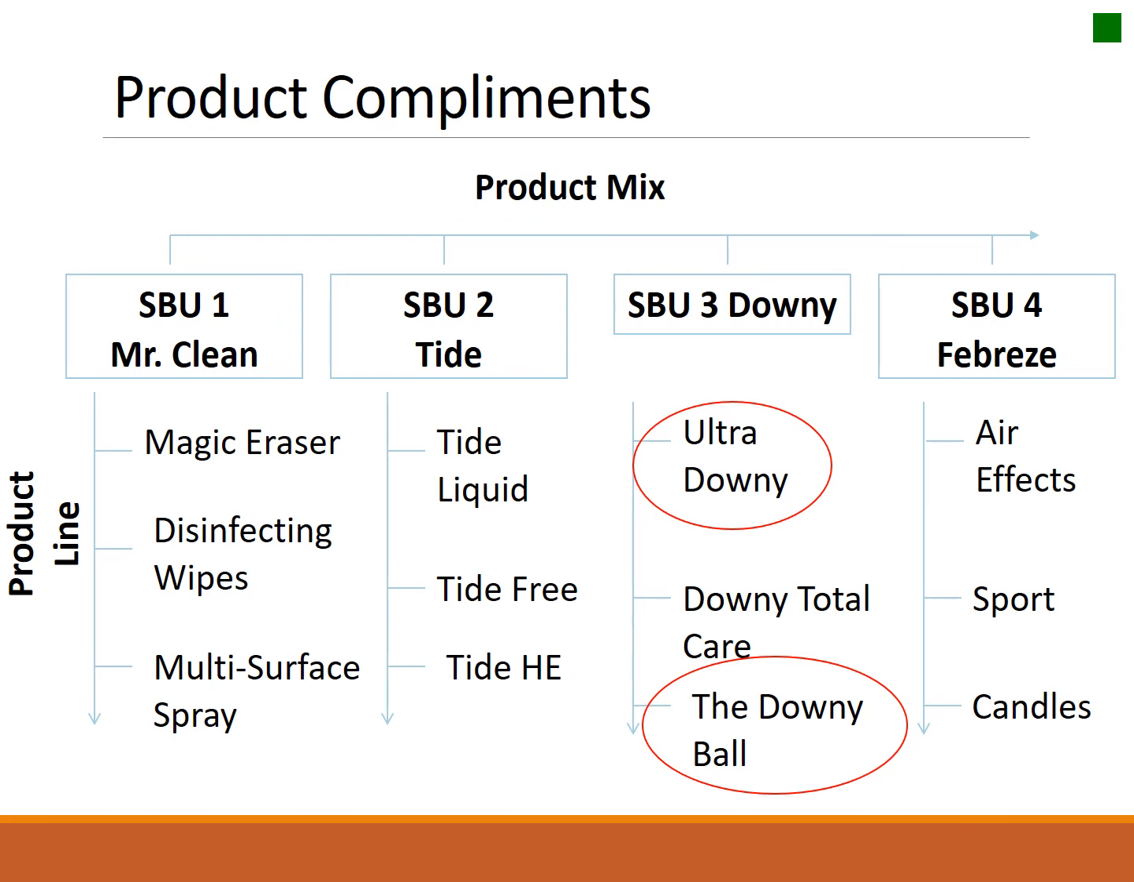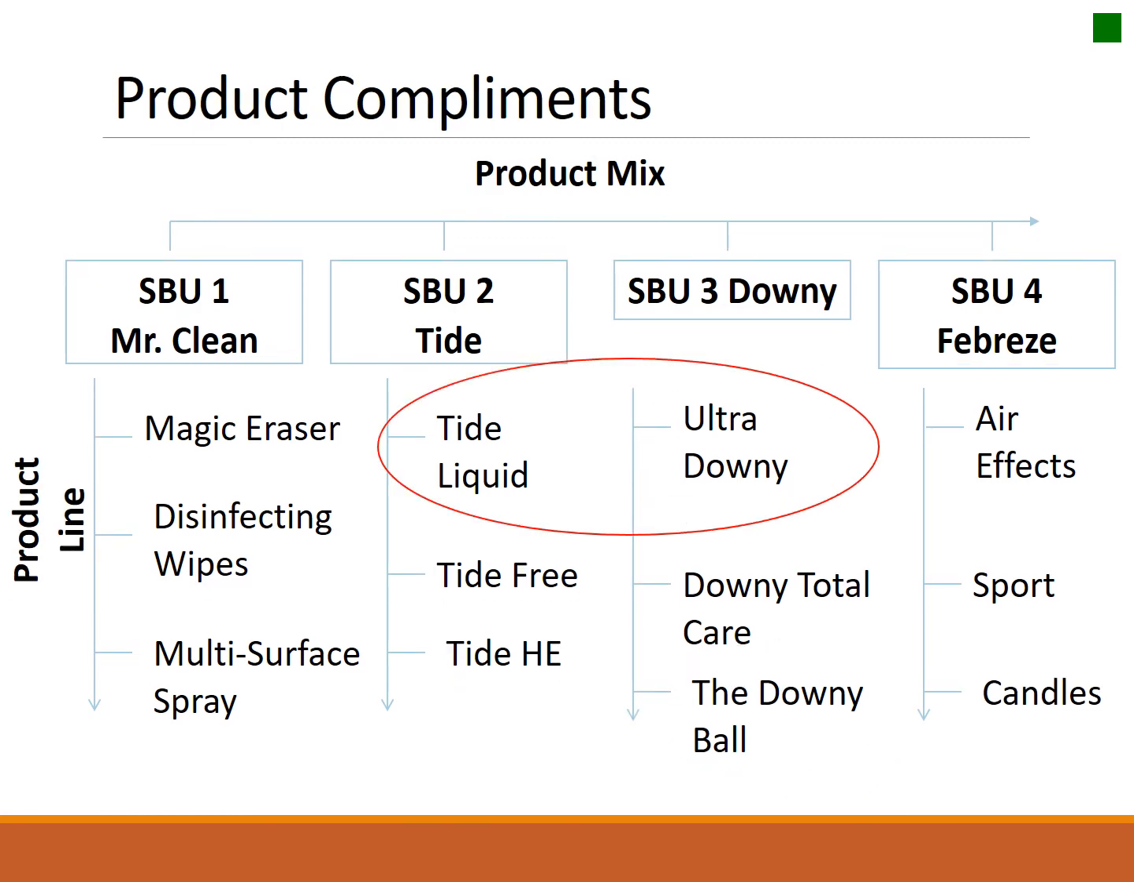So with product line complements, we have here an example where we have Downy. We have Downy Ultra, which is a liquid fabric softener, but then we have the Downy Ball, which you can purchase, which you would pour the Ultra Downy in. So we have a product that uses the other, and so you would naturally buy these two things together, and that would make sense. You could also go across product categories here as well.